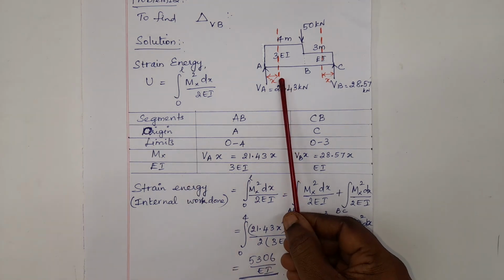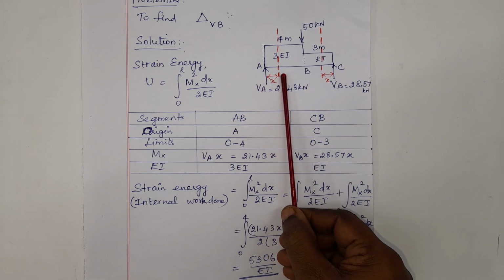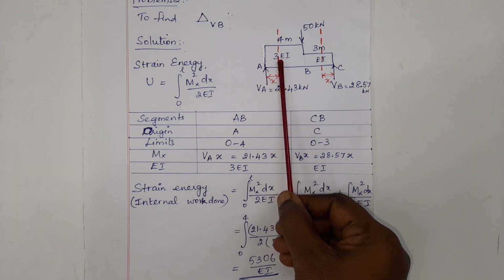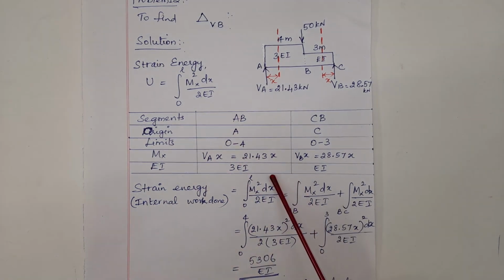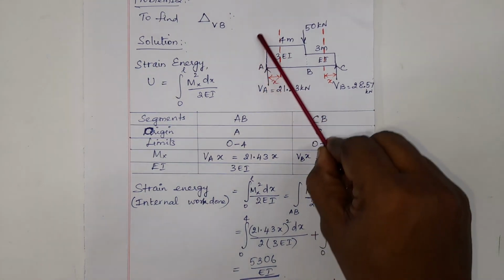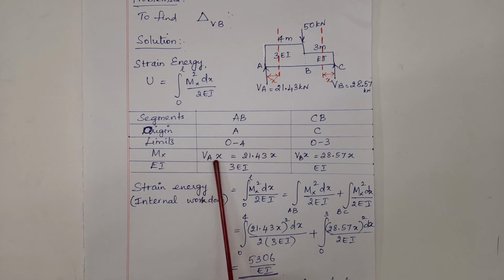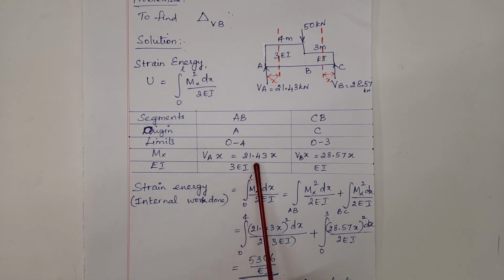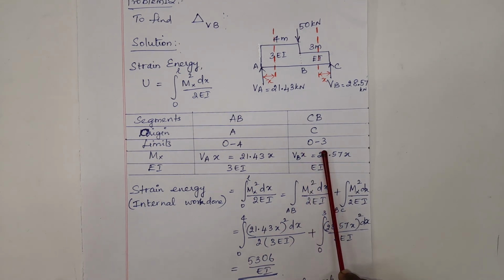About the section XX in span AB, VA into X causes a moment such that the beam is pushed down. It will be a clockwise moment which pushes the beam down. Check. Clockwise moment which pushes the beam down. So I write here plus VA into X. I can substitute the value of VA. Same way for CB, the limits are from 0 to 3.